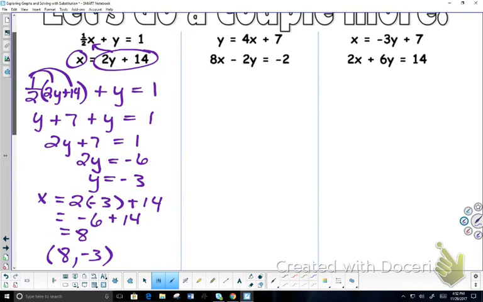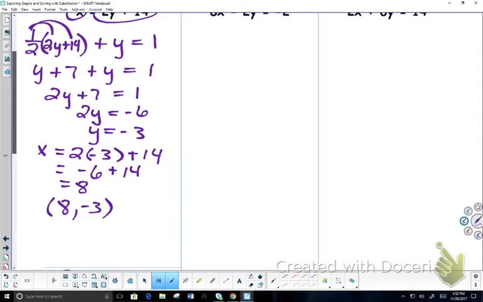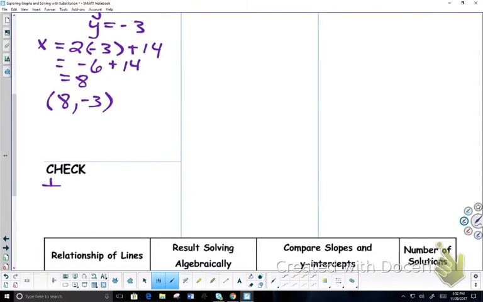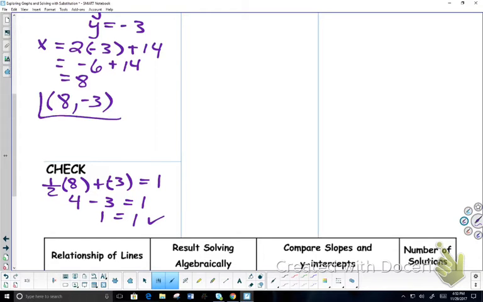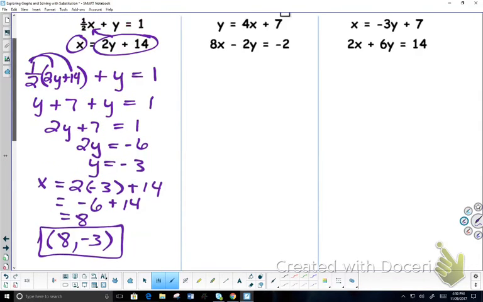Now I want to check this. To check this, I need to use the other equation, the 1/2 x plus y. So I've got 1/2 x plus y equals 1. Well, my x value is 8 and my y value is -3. Half of 8 is 4, minus 3 equals 1. 1 equals 1. Okay, this is a true statement, which means (8, -3) is the point where our two lines would intersect.